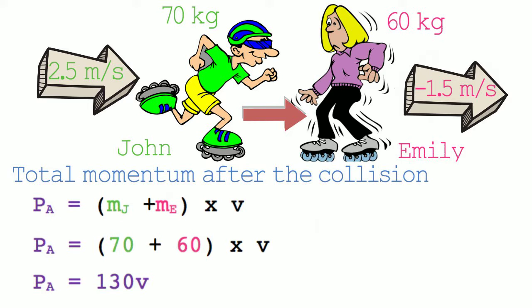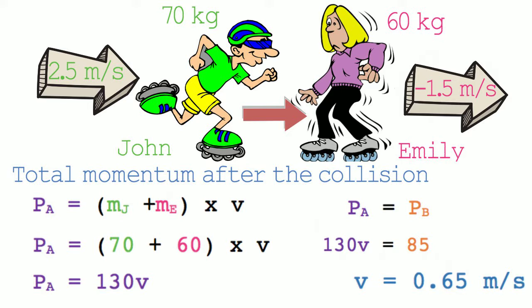Because of the conservation of momentum, we know that PA must equal PB. We found PB to equal 85 kilogram meters per second. So by subbing 85 in for PA, we get 130 V is equal to 85. We divide both sides by 130, and this gives us a value for V of 0.65 meters per second.